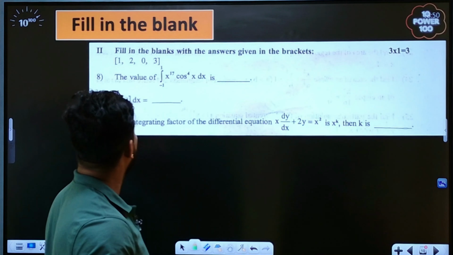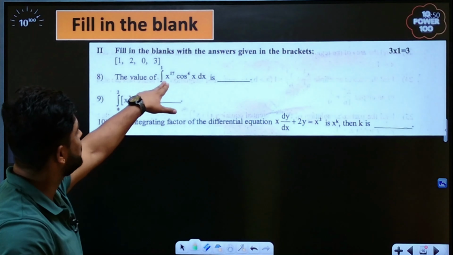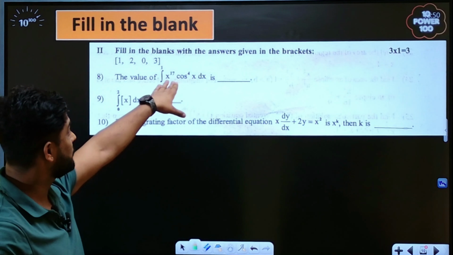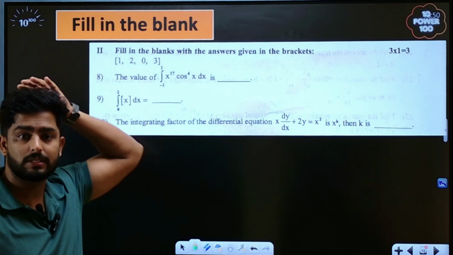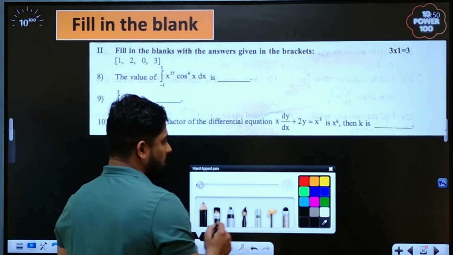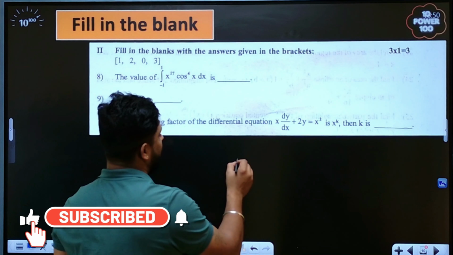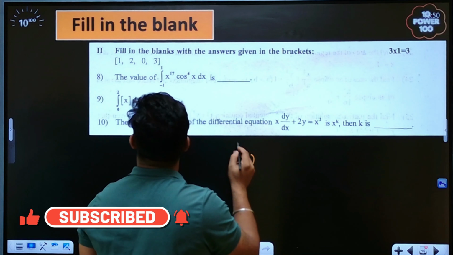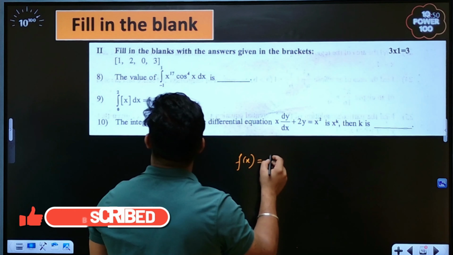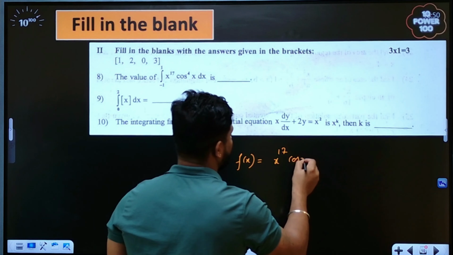Next, see the fill in the blanks, very simple. Don't go for this integration of x to the power 17 into cos x to the power 4. Don't go for by parts. This is actually to be solved with even and odd functions. This is question number 8. f of x is x to the power 17 into cos x to the power 4.